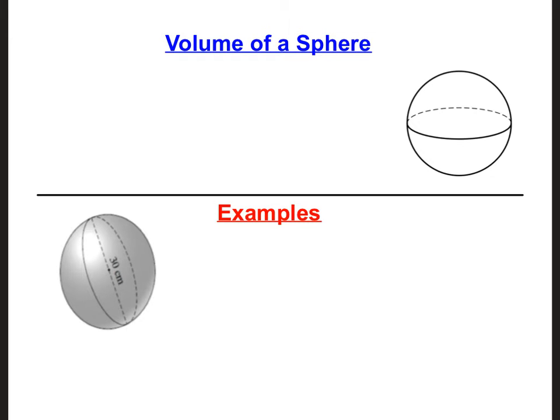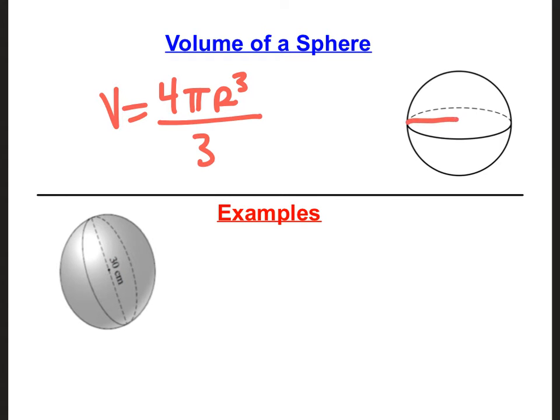Alright, we have a formula for volume. It's going to be V equals 4 pi r cubed, all divided by 3. Again, r represents your radius, which is the distance from the center to the edge of your sphere. Again, for this one, they give me the whole length, which is 30. So in order to find my radius, I have to take my diameter divided by 2. So we're going to do 30 divided by 2. When I do that, I get 15. And now I have what I need to plug into my formula.